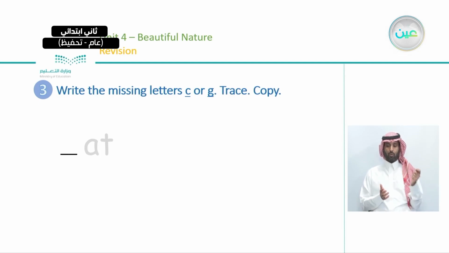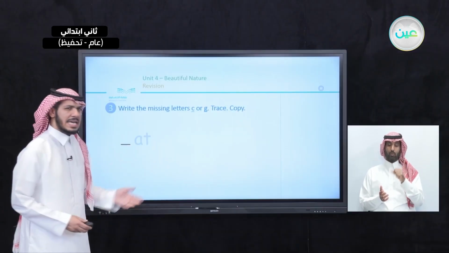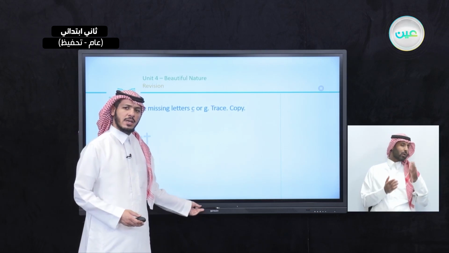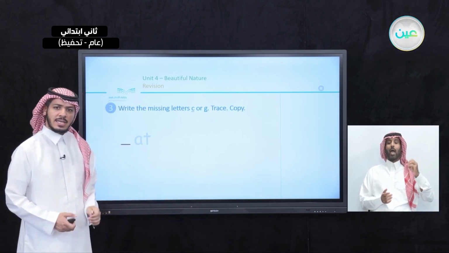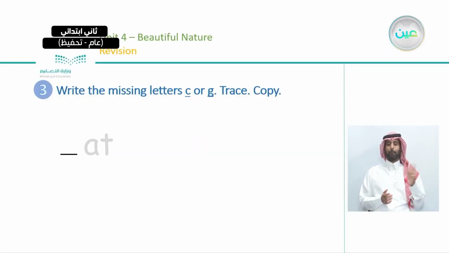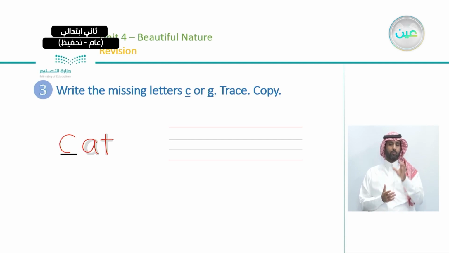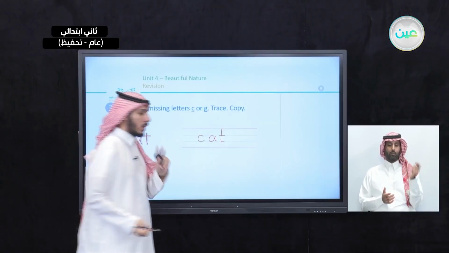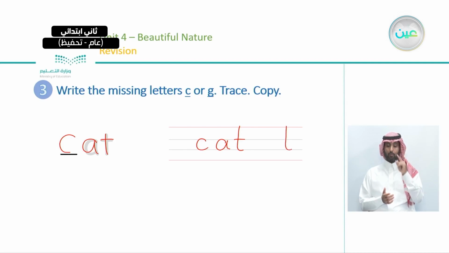So we have like this, we have "at". Is it C or G? What do you think? At. Yes, it's what? C. So we have cat here, excellent. So we have C, then A, T. How to write it? So between line 2 and 3, C, A, and T. Okay, and the T you can write it in 2 ways. You can write T like this or like this. Okay, this is correct and this is correct.